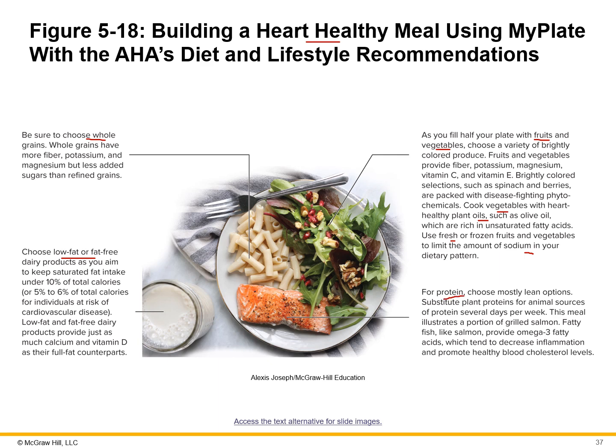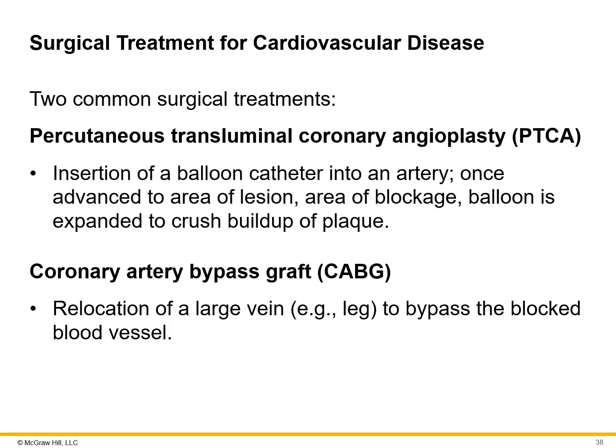And then as far as our proteins, choose lean options and substitute plant for animal sources at least several days a week. And include a good portion of seafood, so fish like salmon, for example, that have that essential fatty or omega-3 fatty acid in it, which helps decrease inflammation and just promotes better cholesterol levels.